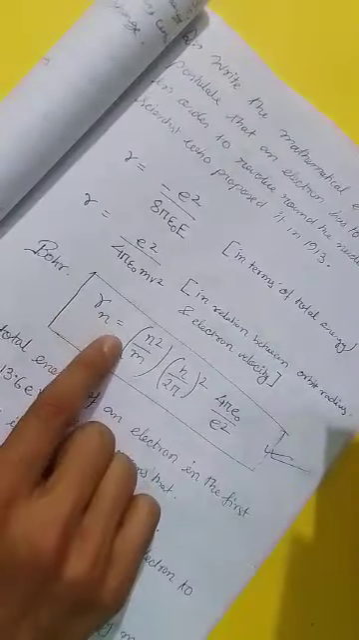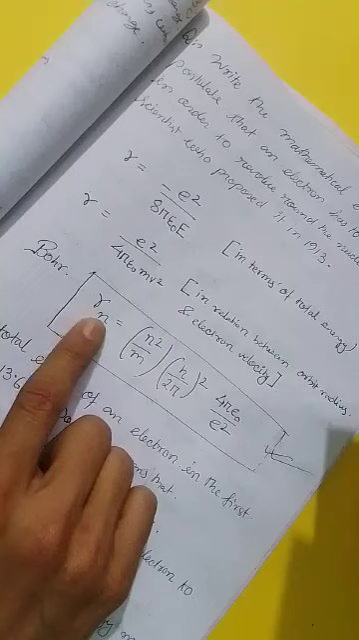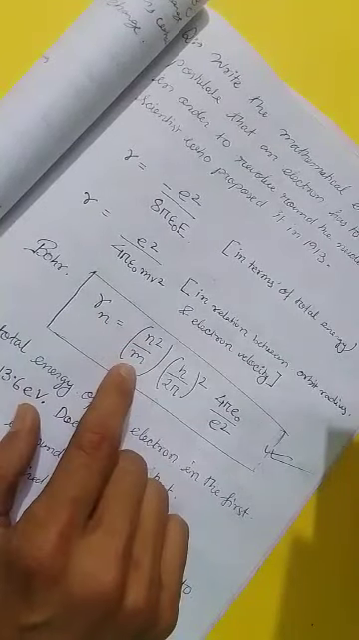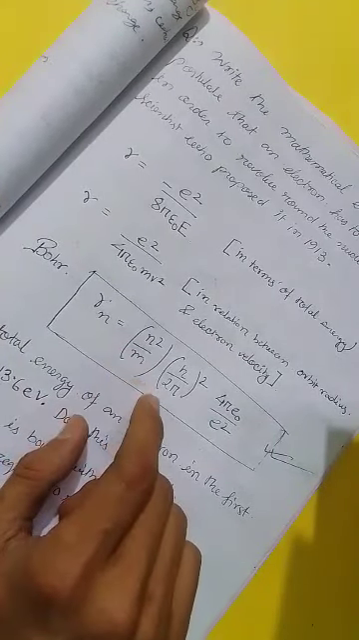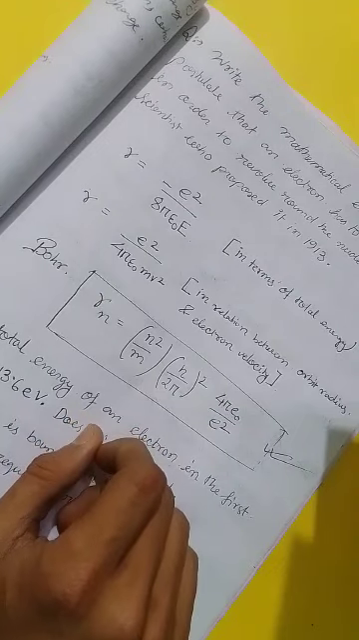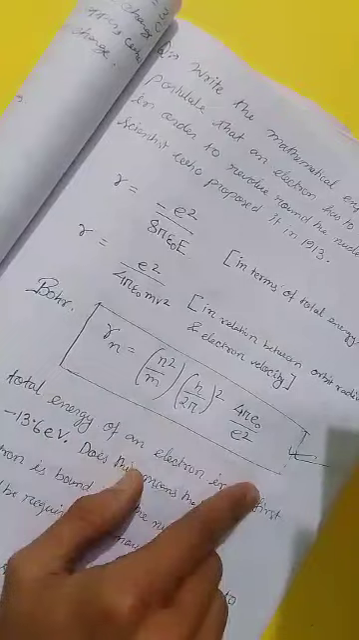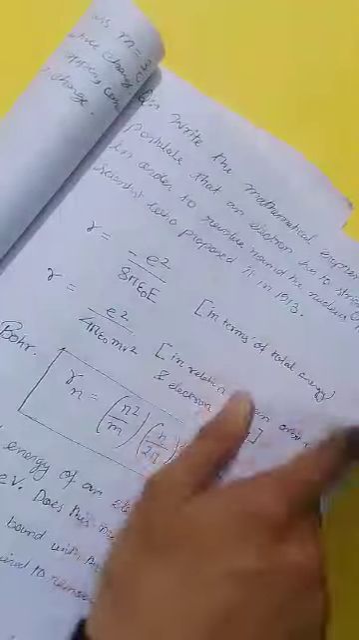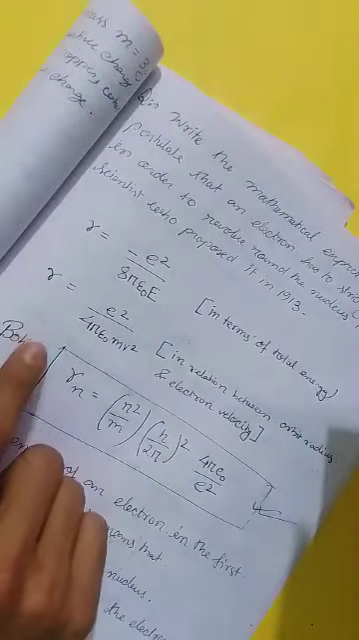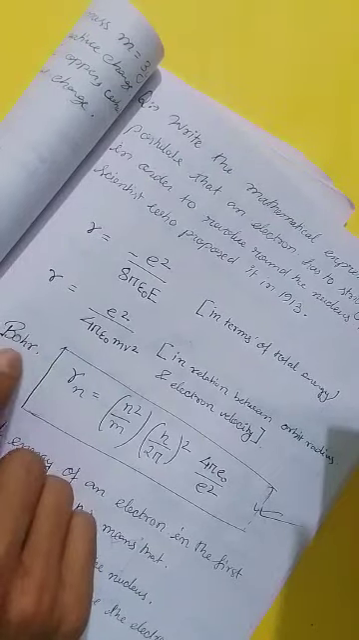This will be the Bohr radius. So r will be equal to n square divided by m multiplied with (h by 2 pi) the whole square over 4 pi epsilon naught e square. So this is the Bohr radius, and the name of the scientist who proposed this is Niels Bohr.